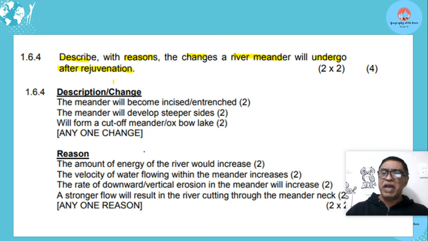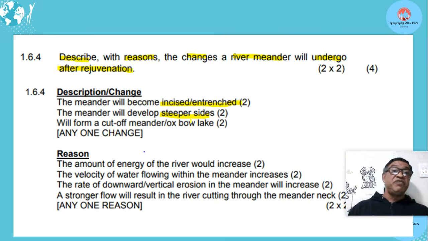Immediately things come to my mind. It's going to cut through the meander, creating an oxbow lake, etc. Okay, so it's about things that are studied. Geography is not difficult. It's about things that are studied and then applying it. That's the important thing. So look at this. Meander will become an incised entrenched meander. Meander will develop steeper sides. Okay, this is like the entrenched meander here. It's a description. It can be accepted.